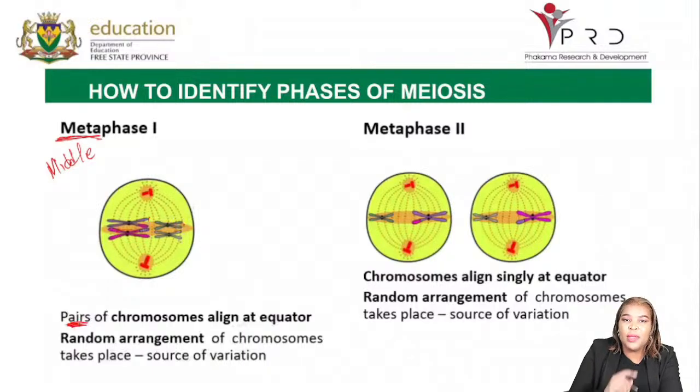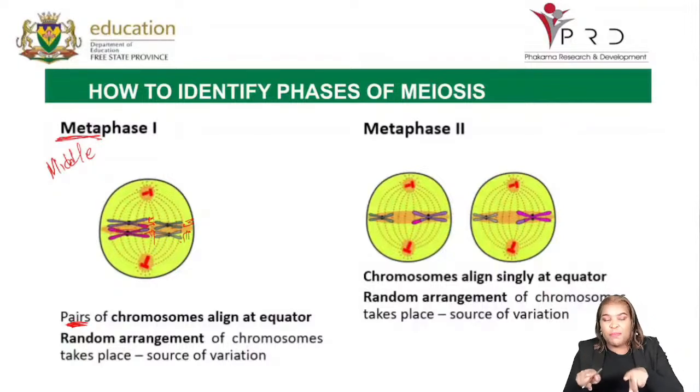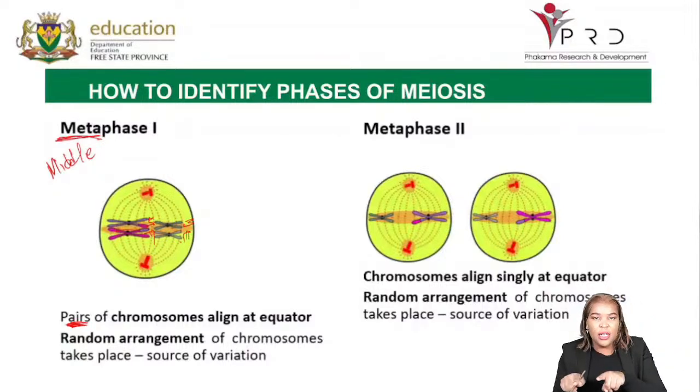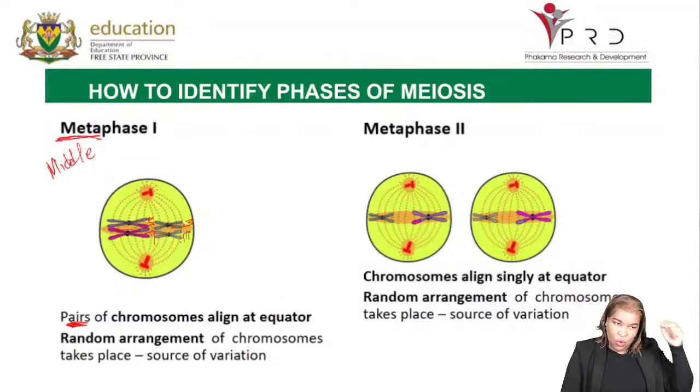You don't find them single. So you still find them in pairs, to say, this is the pairs from the mother, from the father, from the mother, from the father. So they are still in homologous pairs, but where are they? They are in the middle. So those are the two things that you need to look out for when you are checking metaphase 1. In metaphase 1, we are still talking about homologous pairs.